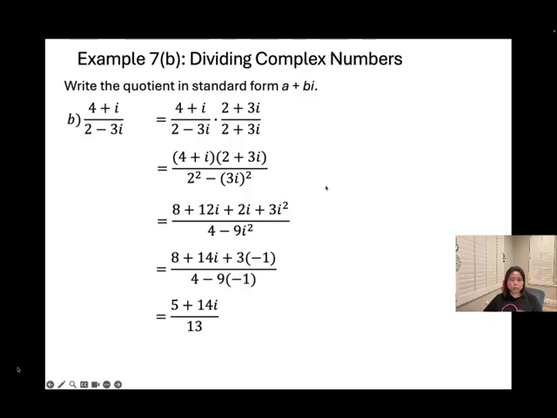So we want to write it in standard form. So that'll be 5 over 13 plus 14 over 13i.